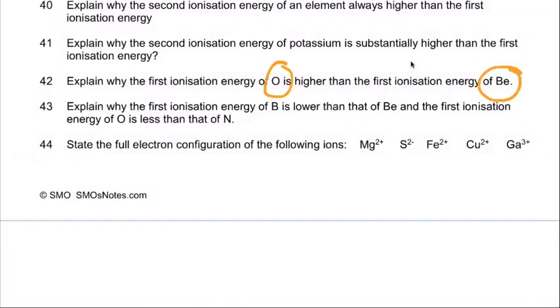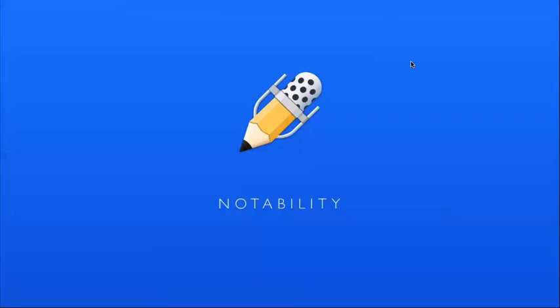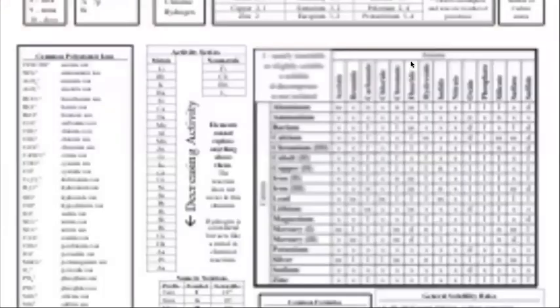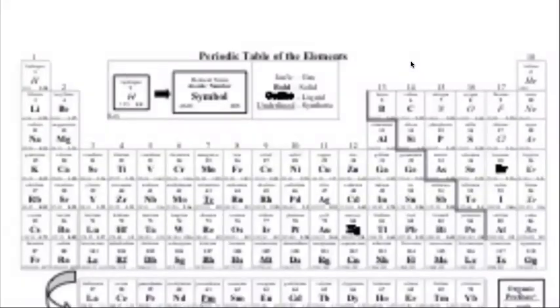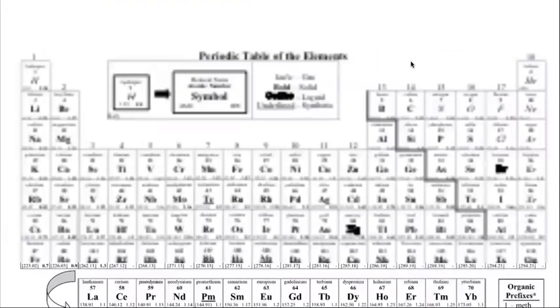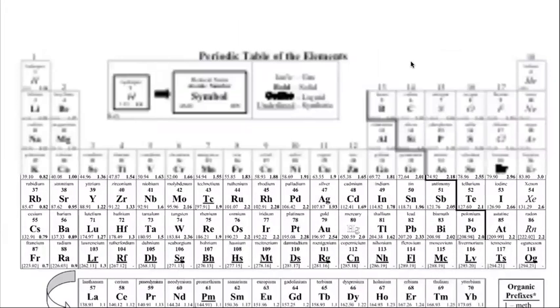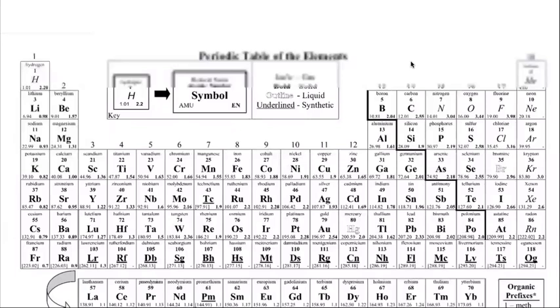What it has to do with is their locations on the periodic table. So I'm going to switch over. This is not y'all's periodic table, but it's a periodic table. What I want to do is look at where they're located. Beryllium's over here, oxygen's over here. They're both in the second period, which means they both have 2 energy levels that have electrons on them.